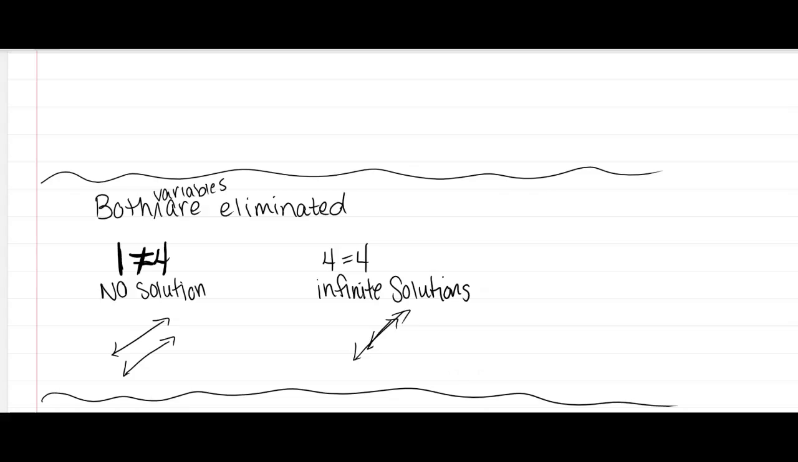There's another case where if we eliminate both variables and at the end both sides of the equal sign are exactly the same, then that means we have infinite solutions. And infinite solutions just means that we have the exact same line.